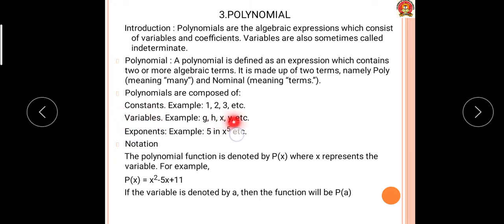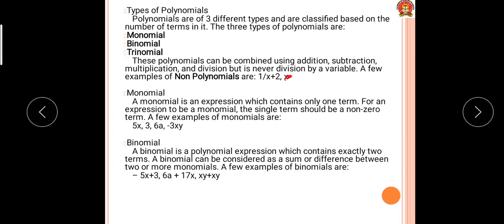Variables means the value may change according to the equation; if the expression changes, the value also changes. And the exponent means the degree or power of the variable. Okay, and a polynomial is represented by p of x.